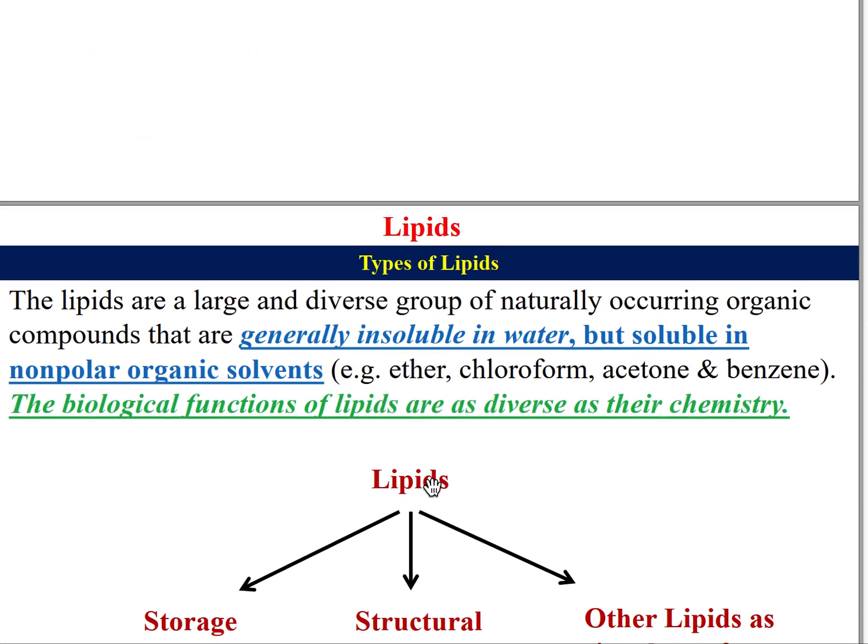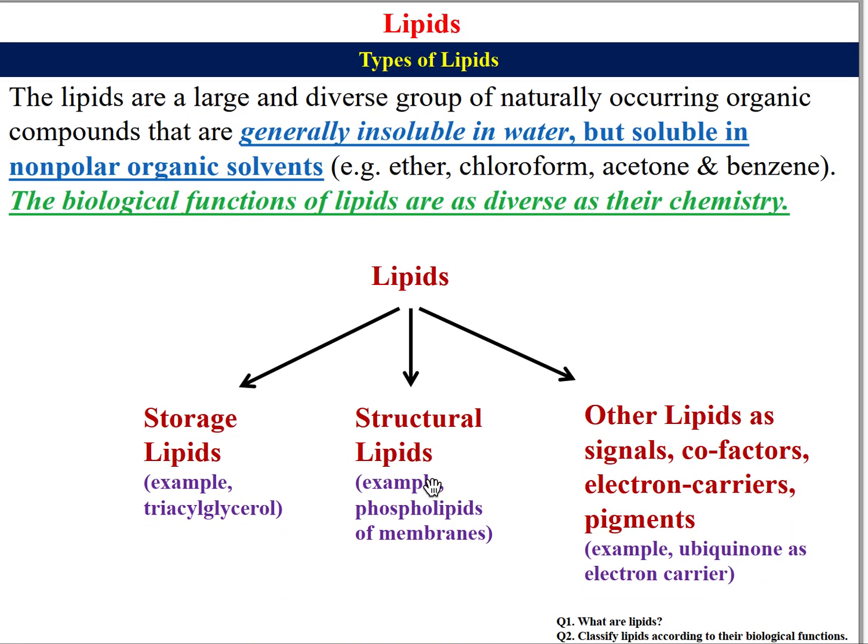Okay, so the lipids are a large and diverse group of naturally occurring organic compounds that are generally insoluble in water but soluble in non-polar organic solvents like ether, chloroform, acetone, and benzene. The biological functions of lipids are as diverse as their chemistry. So there are three types of lipids. One is storage lipid, and the example is triacylglycerol.